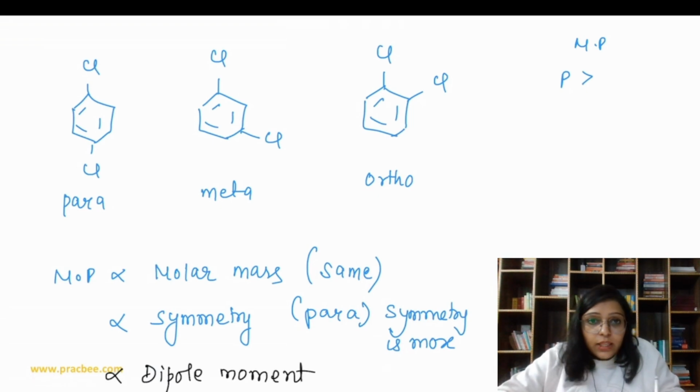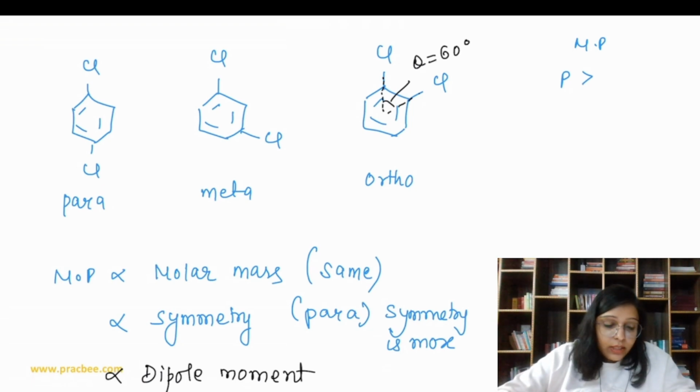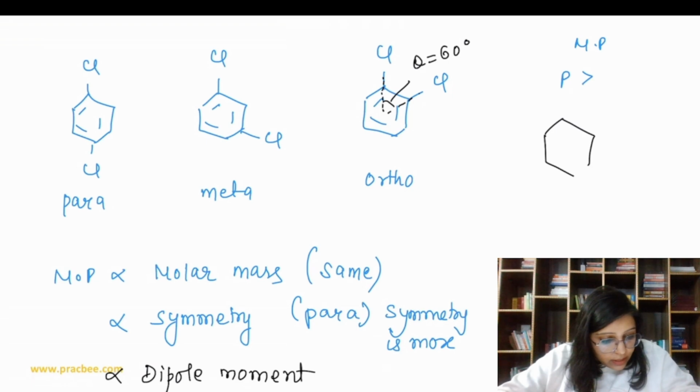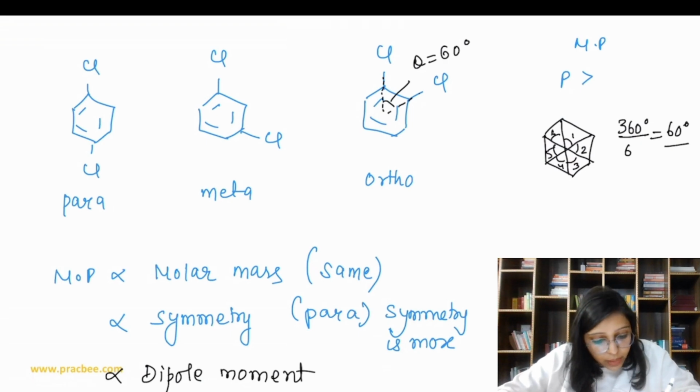So if we see the ortho one, let's extrapolate this. So here theta is equal to 60 degree. Right, theta is equal to 60 degree. How? See, we have benzene. Let's divide this. So total how many angle? 1, 2, 3, 4, 5, 6. So 360 divided by 6, that is equal to 60 degree. So here theta is equal to 60 degree. But if I extrapolate this, so here theta is equal to 120 degree.